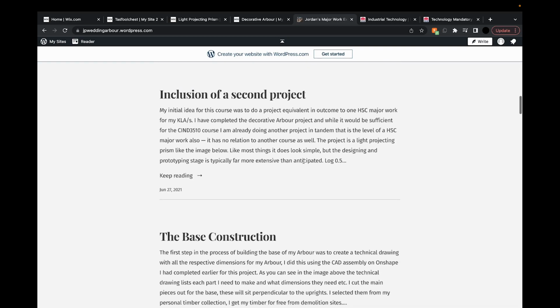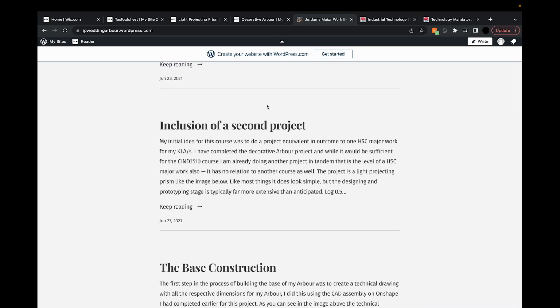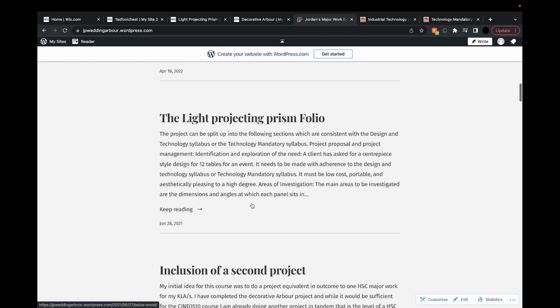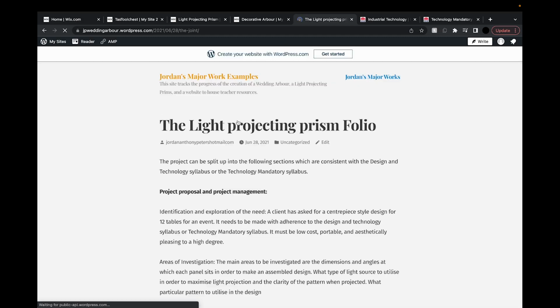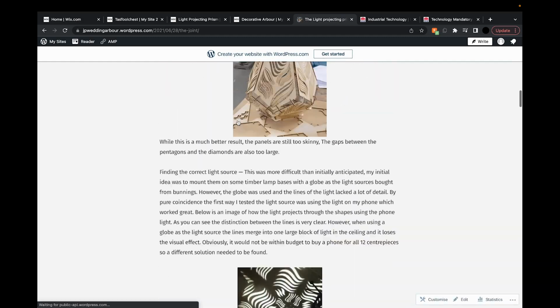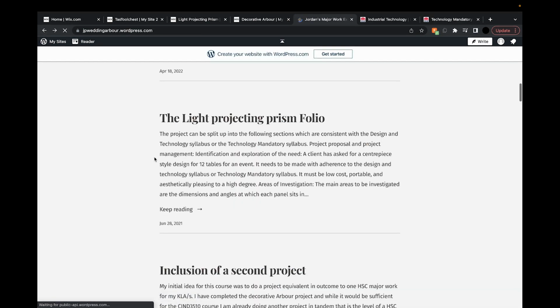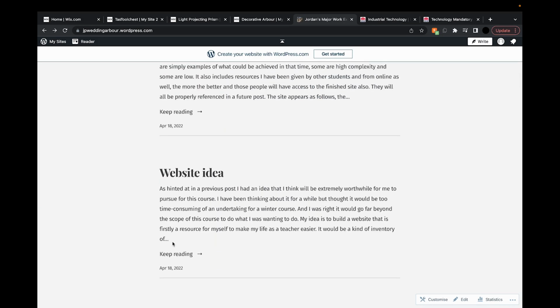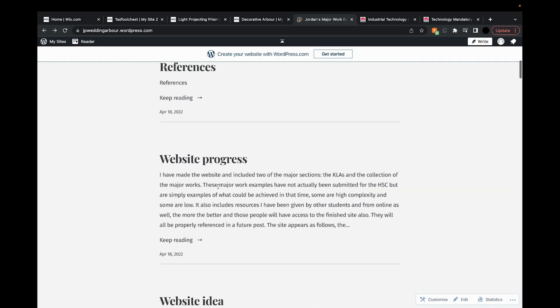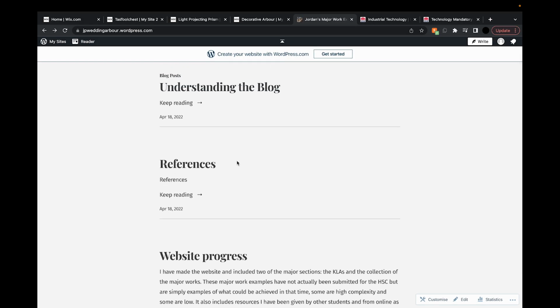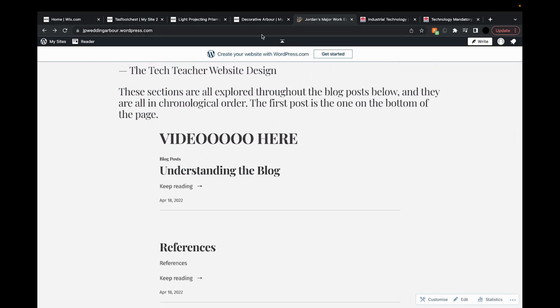And then I've also included that in my blog, of course. I've talked about the inclusion of the second project, the light projecting prism. I've also included the folio for that here, just because I wanted to be able to talk about it within the blog as well. So there's the folio there. That's the final product. And then I talk about the website idea, and then the website progress, of course, and I'll include all my references here. So yeah, that's how everything kind of works together, the syllabi and my website, and then the 2 projects.